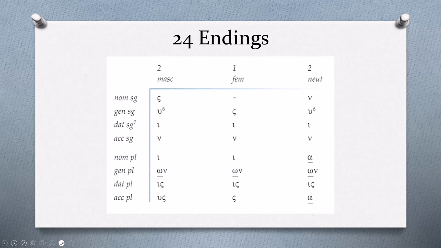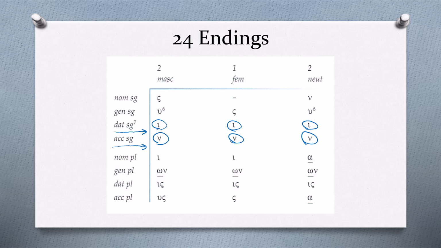Here's what the noun endings look like in Greek. Fortunately, there's a lot of overlap between the cases. For instance, we can see that in the dative singular, they're all iota, right? We've got iota, iota, and iota. Same is true for the accusative singular. All of these words are going to end in a nu.